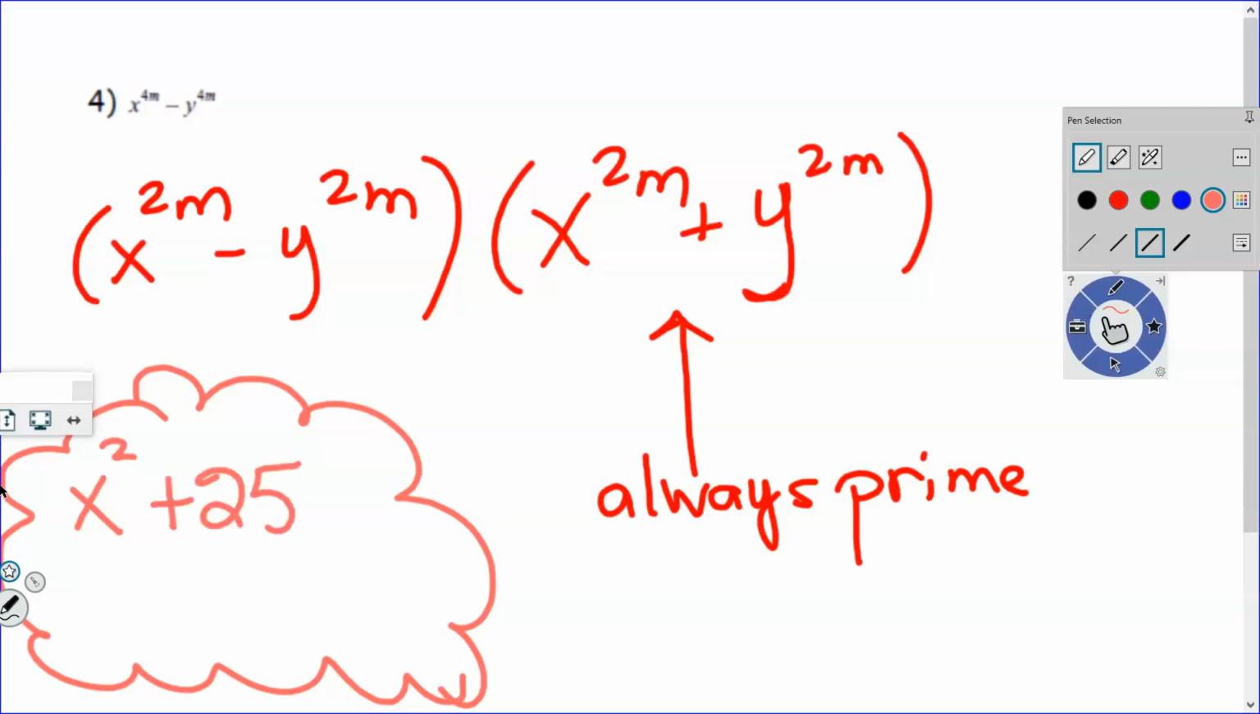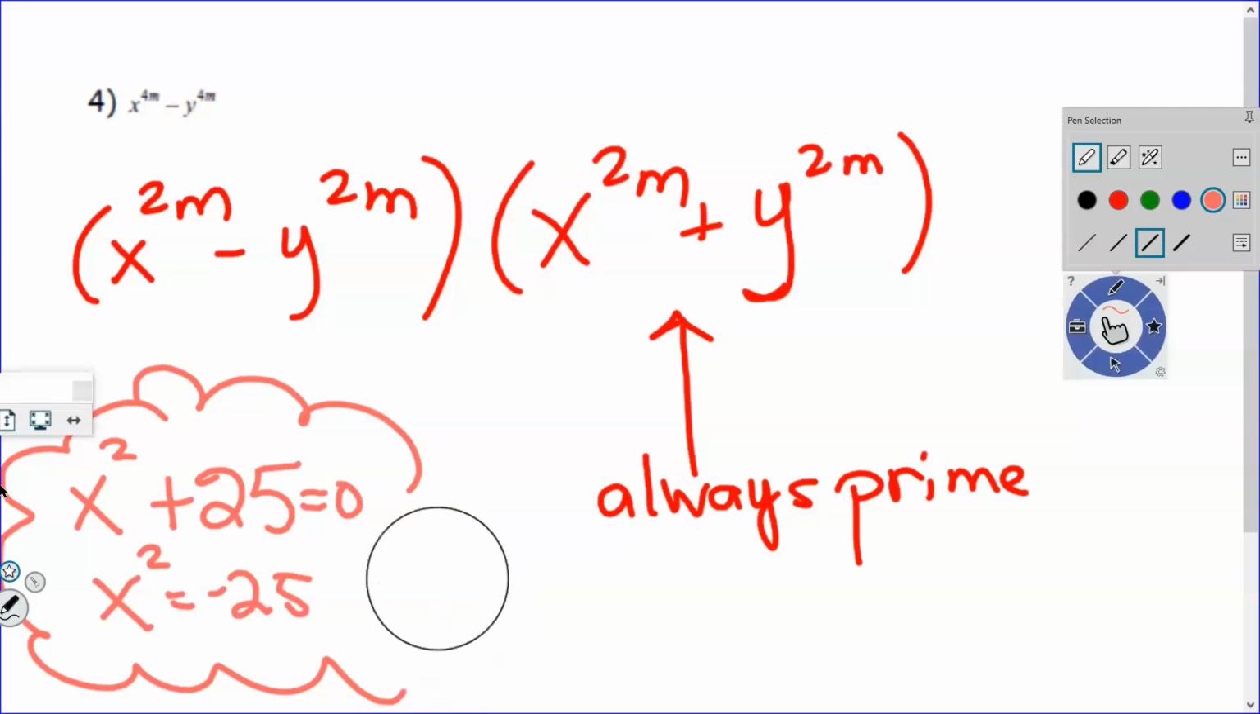Think about what happens if I try to solve that. Let's put it equal to 0. So you push a 25 over. What do you get for your answer? You get some i's, right? That's why it's always prime. The sum of two squares is always prime because we're factoring real numbers only.